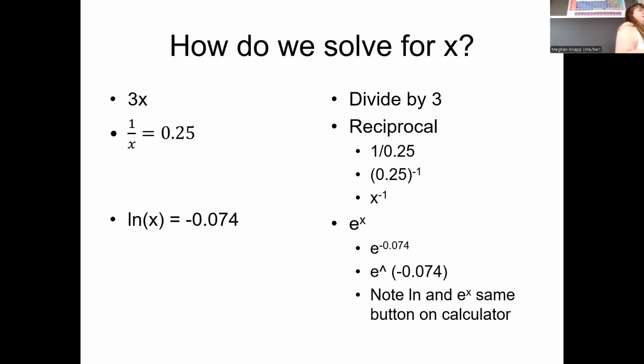And if I have a number equal to the natural log of something, I'm going to do e to that number. So e to the -0.074. That is going to give me what x is. If you're looking for e to the x, it's almost always the same button as natural log, but you have to hit shift first.